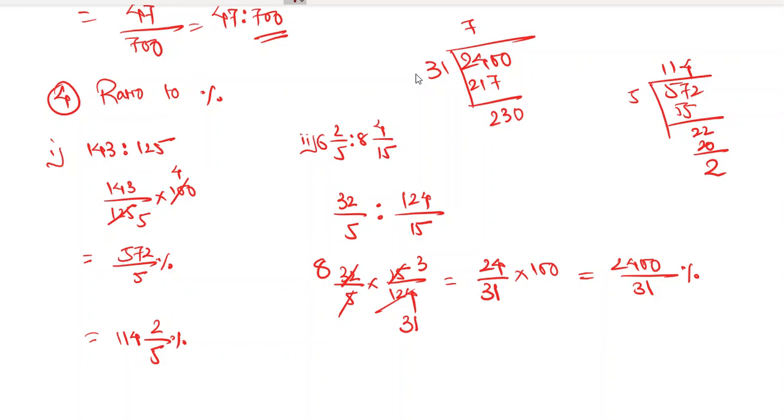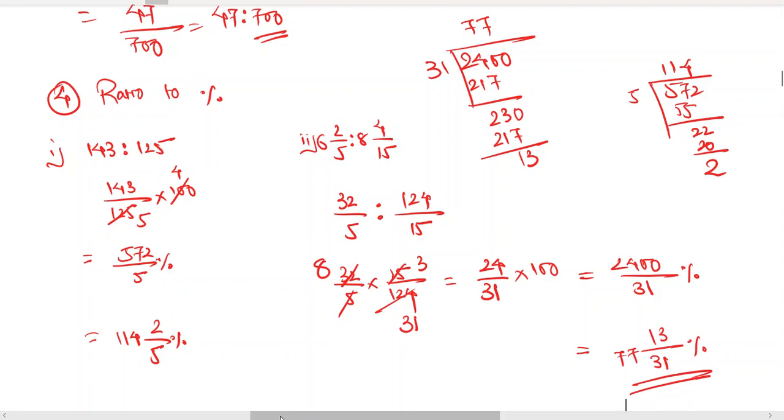31 sevens again, I think we can do, and you'll get 13, so it is basically 77 and 13 by 31.